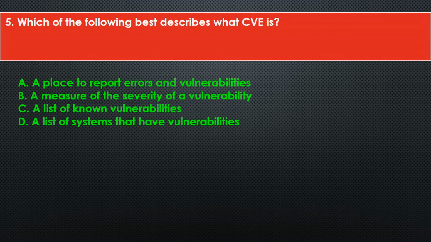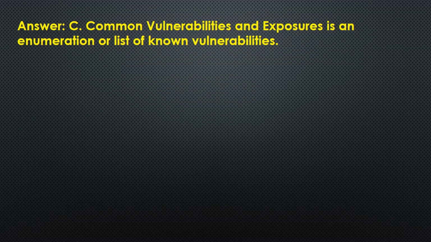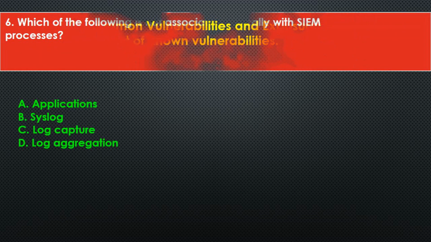5. Which of the following best describes what CVE is? A. A place to report errors and vulnerabilities. B. A measure of the severity of a vulnerability. C. A list of known vulnerabilities. D. A list of systems that have vulnerabilities. Answer, C. Common Vulnerabilities and Exposures is an enumeration or list of known vulnerabilities.